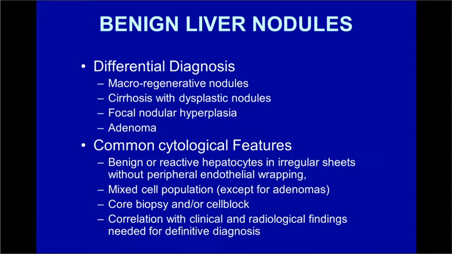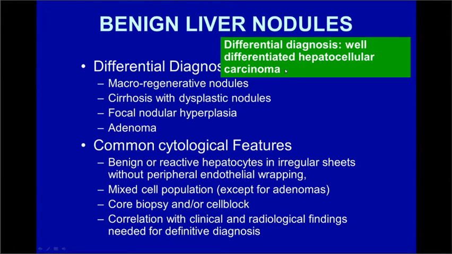The differential diagnosis of benign liver nodules includes macroregenerative nodules, foci of cirrhosis with dysplastic nodules, focal nodular hyperplasia, and adenoma. All of these have common cytological features, which include benign or reactive hepatocytes in irregular sheets without peripheral endothelial cell wrapping. Typically, there's a mixed cell population, except in adenomas. Typically, the definitive diagnosis in this situation is really improved by having a cell block with a good microhistology sample or a core biopsy. And again, it's important to correlate with clinical and radiological findings for definitive diagnosis.